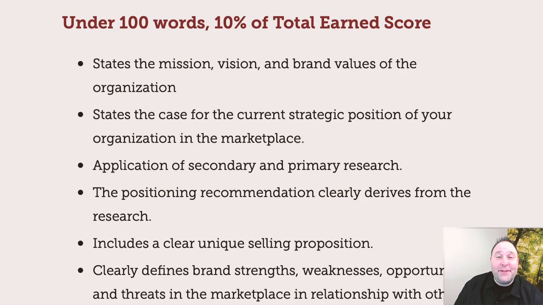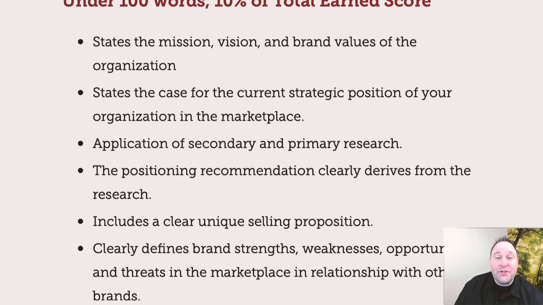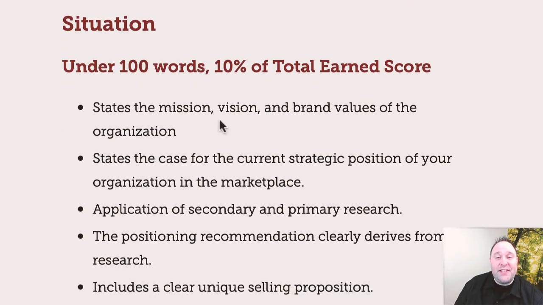The very first section that you want to give your attention to is the situation. This is where you're going to state the mission, vision, brand, values of the organization, the case for the current strategic position of your organization in the marketplace. And this, of course, means in the marketplace in comparison to other similar organizations. So in comparison to other organizations, how does the brand that you've been assigned relate to the others in that same particular space?